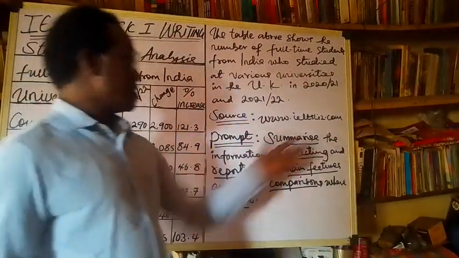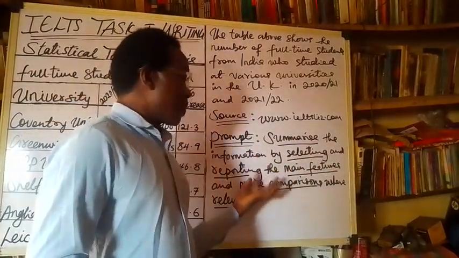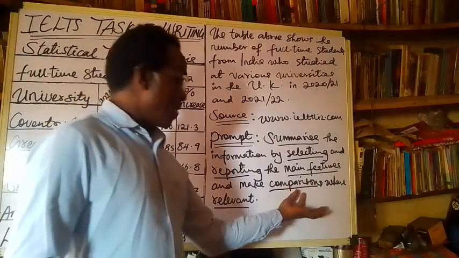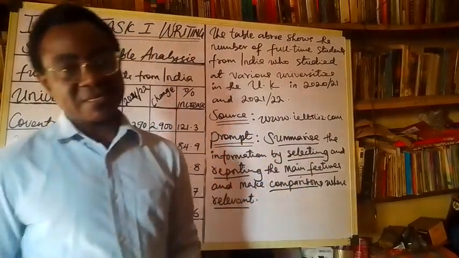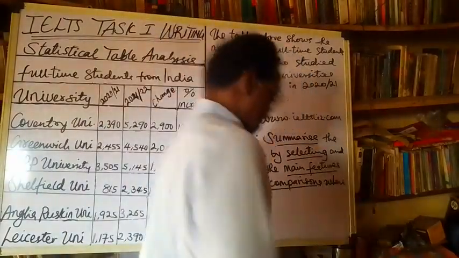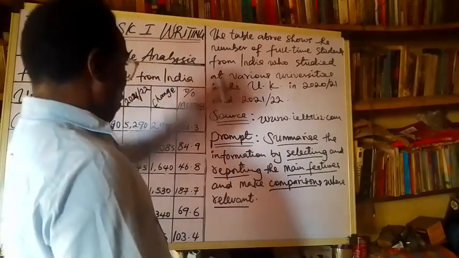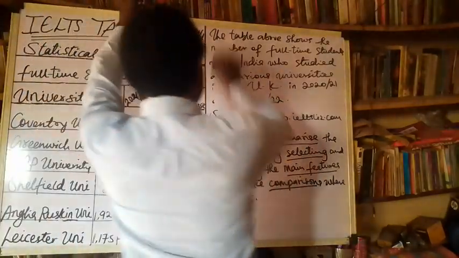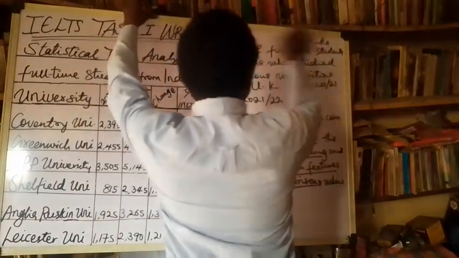Then we should write a summary by doing what? Selecting and reporting only the main features. And then, where relevant, we should make comparisons. That is what we now want to do. To do so, we need to wipe this part of the board and start our report.